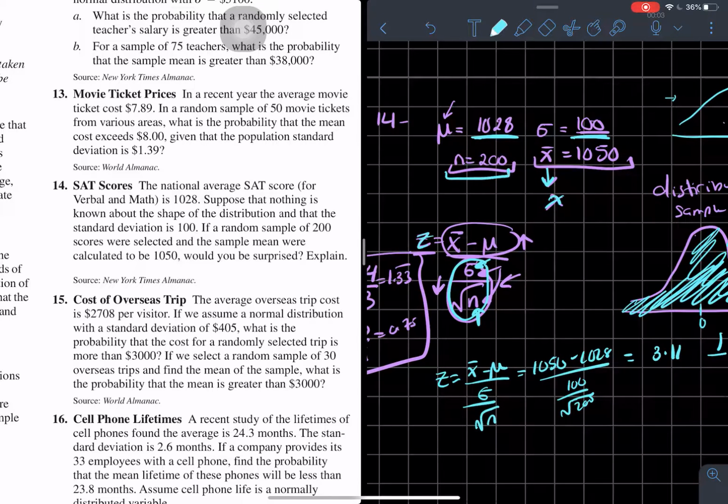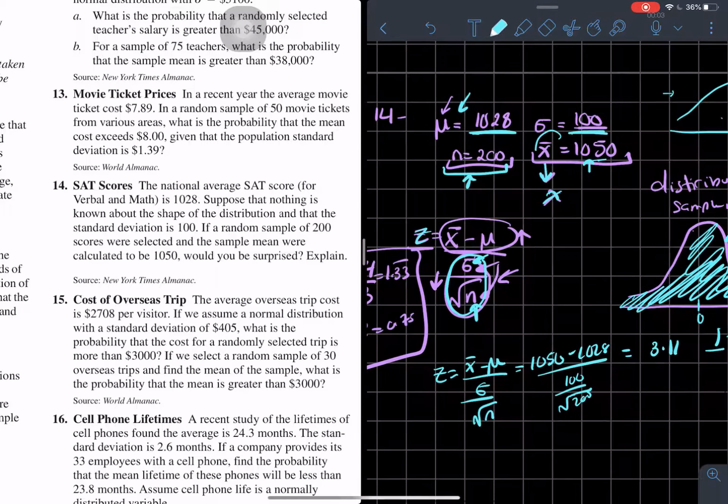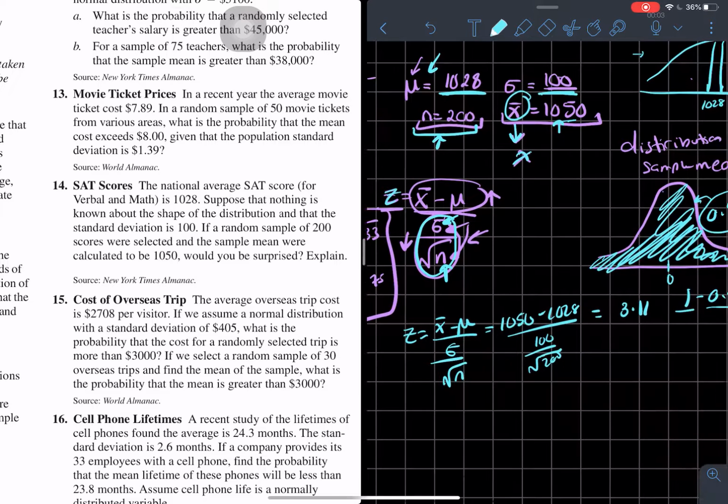Especially since n is so big, it would be really surprising if, with such a big n, I got such a large mean. Because as n gets bigger, you're supposed to be very, very close to the population mean rather than any other number. It looks like a small variation, but it's actually not, because it's a sample mean rather than a data value.